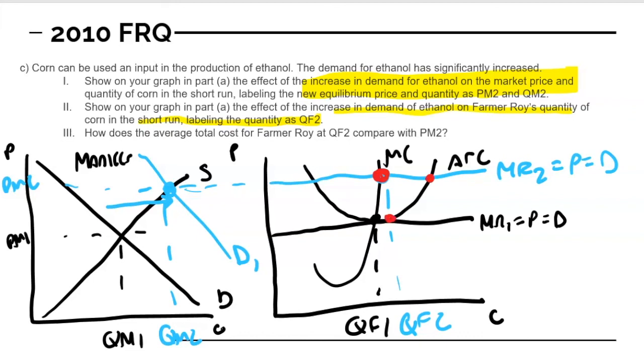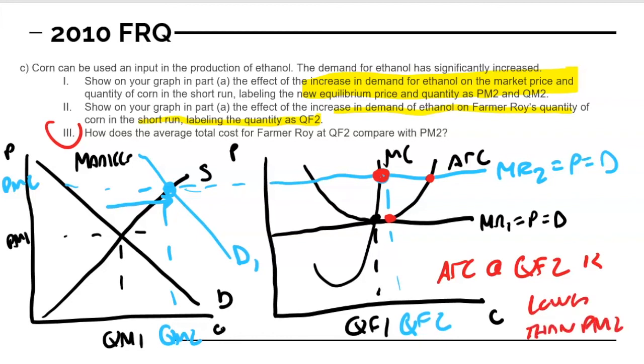At the profit maximizing spot, it's right here. So here, we're going to say for part 3, the ATC at QF2, so right here, is lower than PM2. So yet again, this is at QF2, this is at PM2. So it's literal location on the graph here. Nothing to do with economics. You're just asked to pinpoint points on the graph.